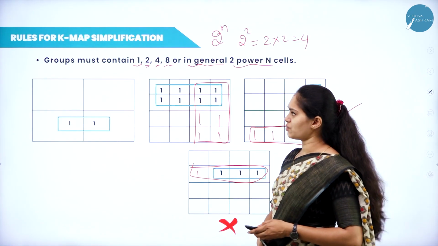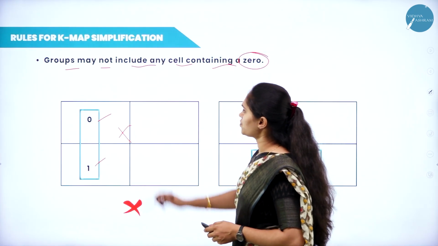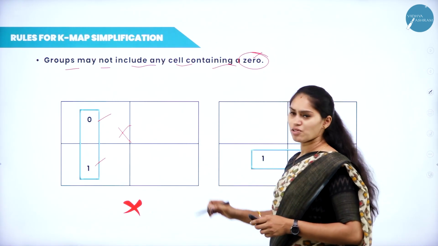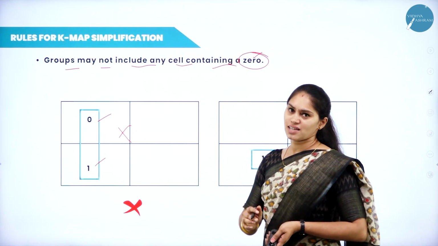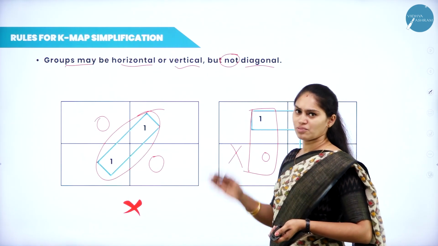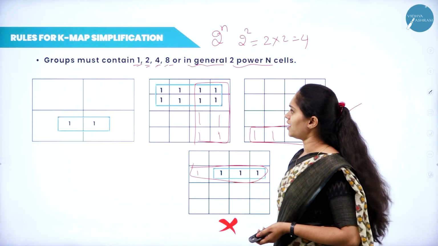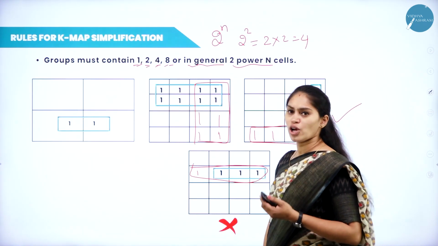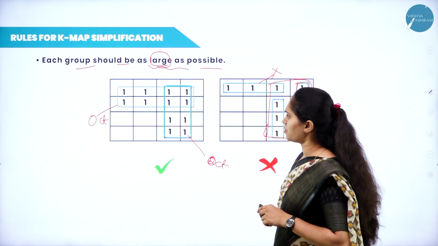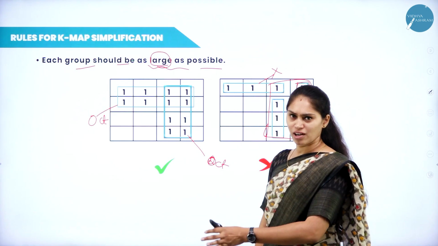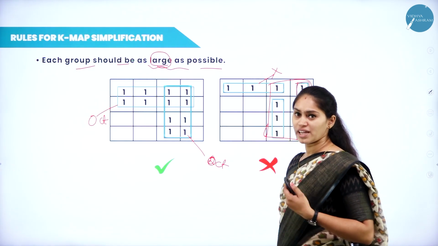So what are the contents we have discussed here? What is the first one? A group should not include any values like 0. Wherever we have 0, that should not be used in grouping variables. Also, a group must be either horizontal or vertical. It should not be diagonal, and it must contain 2 power n values. So that may include 1, 2, 4, 8. Highest preference needs to be given to the octet, that is grouping of 8, then grouping of 4, and at last grouping of 2 if possible.